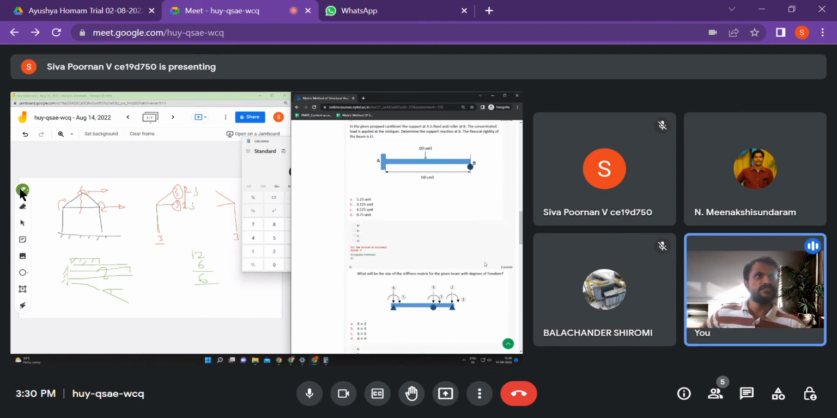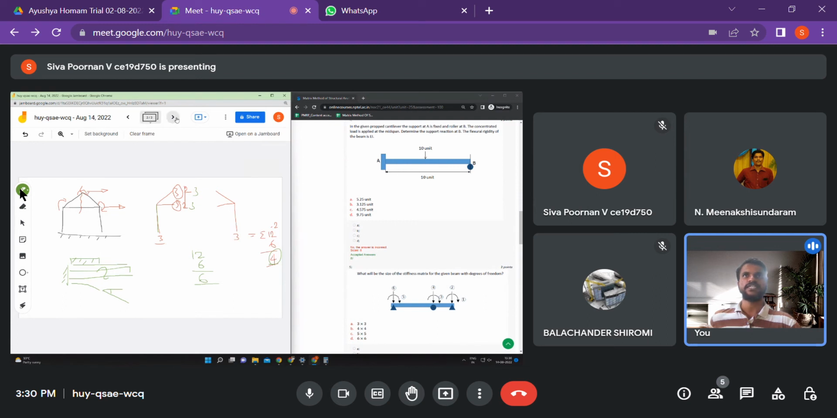What will be the size of the stiffness matrix for the given beam with degrees of freedom? We have different supports, and then what is the size of the stiffness matrix? I think we haven't discussed this in much detail. Probably I can discuss that concept and then we can discuss this problem here, right?